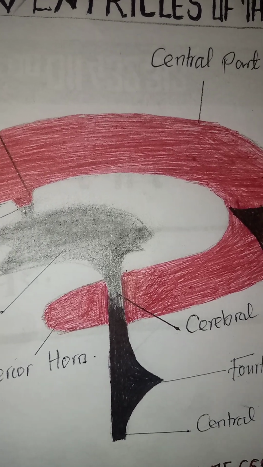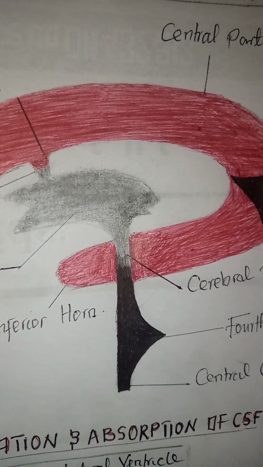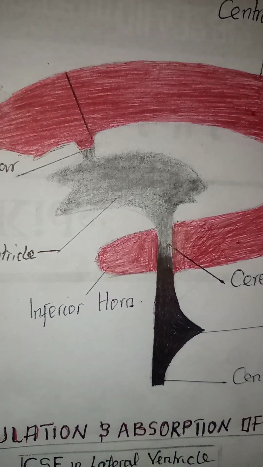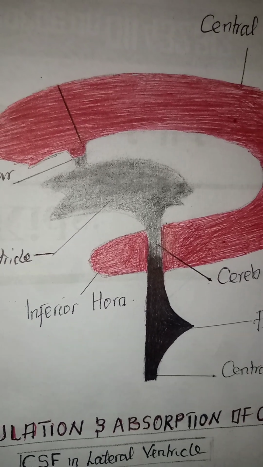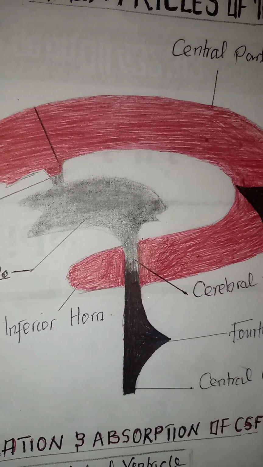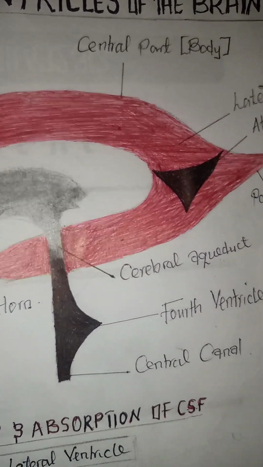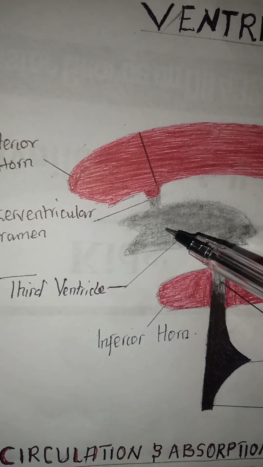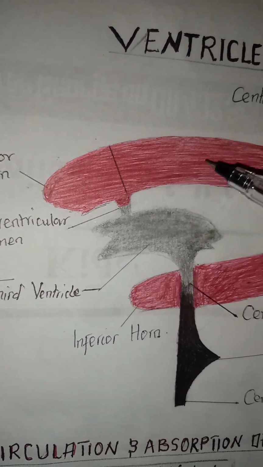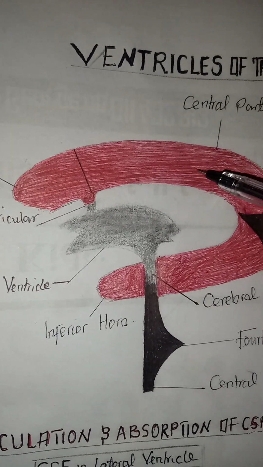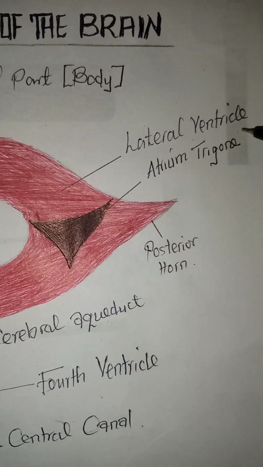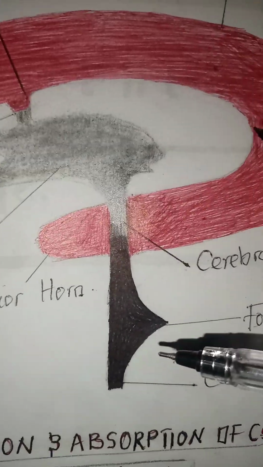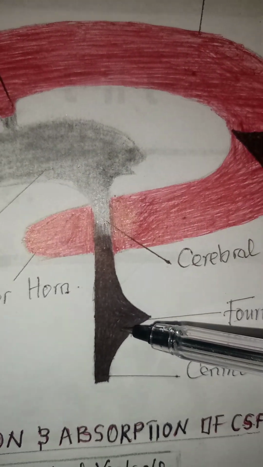Okay, so now let's talk about the anatomic position of these ventricles. Anatomically, the ventricles of the brain are divided into four. The first two are called the lateral ventricles. Then we have the third ventricle, which is here. So these two in the lateral position are called the lateral ventricles, and this is our third ventricle, and finally we have our fourth ventricle here.